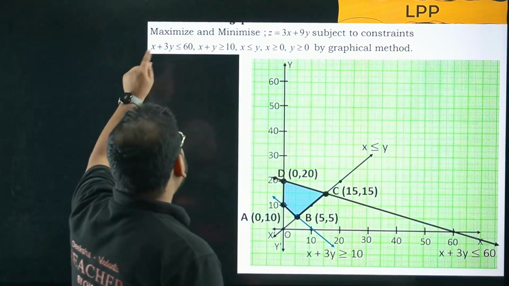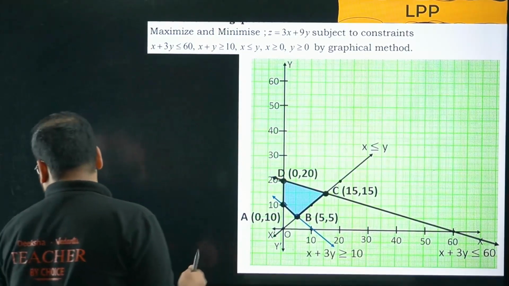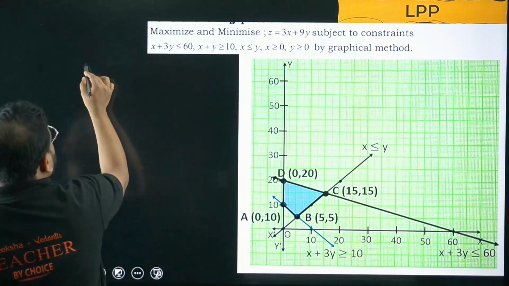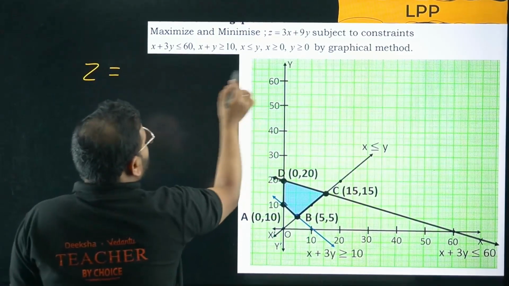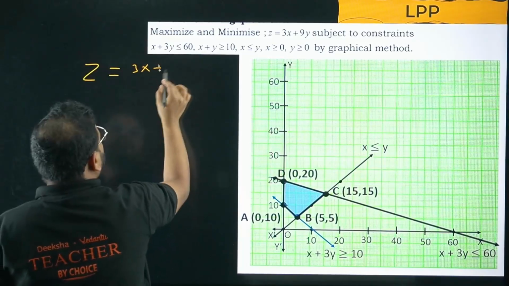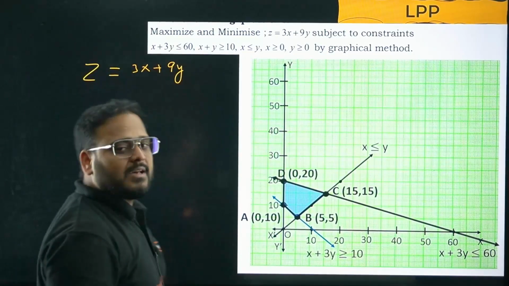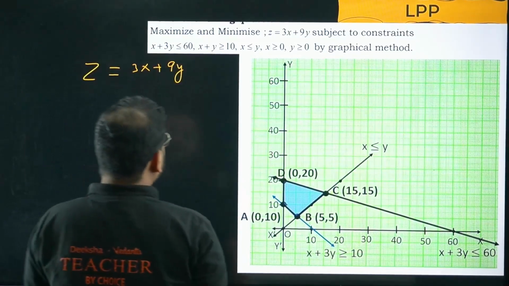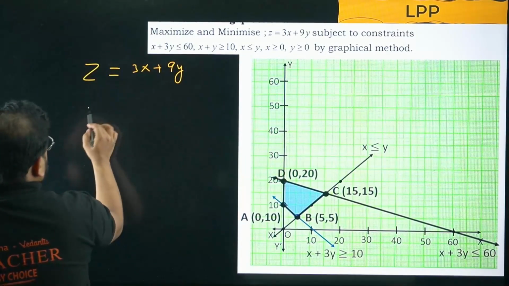What is there? Maximize and minimize. I'll solve this question entirely. They've given the objective function z as 3x plus 9y. What are the constraints? The first one is x plus 3y less than or equal to 60.